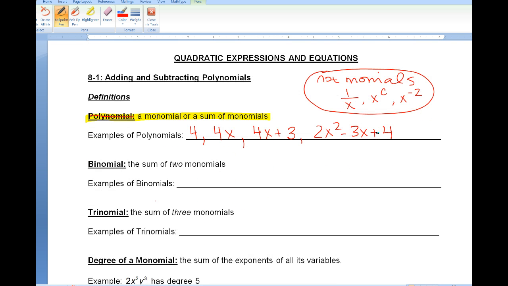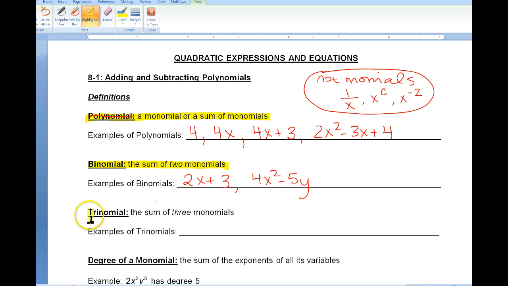As we go down now, there are certain polynomials that have specific names. A binomial, which is the sum of two monomials, is going to be your 2x plus 3 or 4x squared minus 5y. It's going to be when you add or subtract any two monomials together. So bi means two.